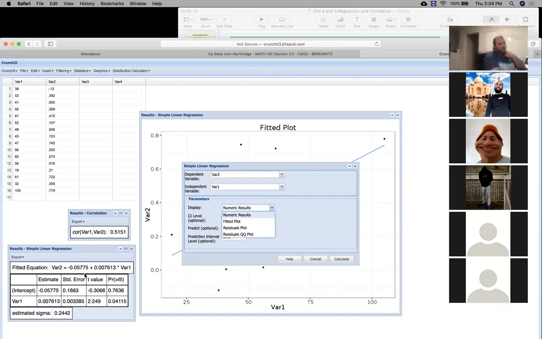With slope, I'm having a hard time translating it, because I'm so used to seeing the equation of a line a different way. How are you used to seeing the equation of a line? So y equals mx plus b. So rearrange it, so it's y equals 0.0076x minus 0.05775. Yeah, and I got that.